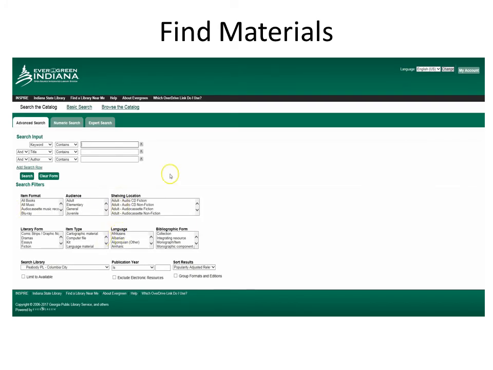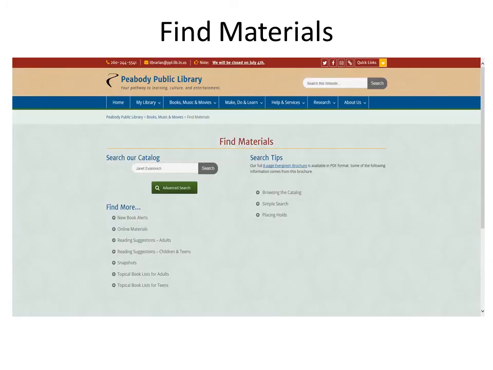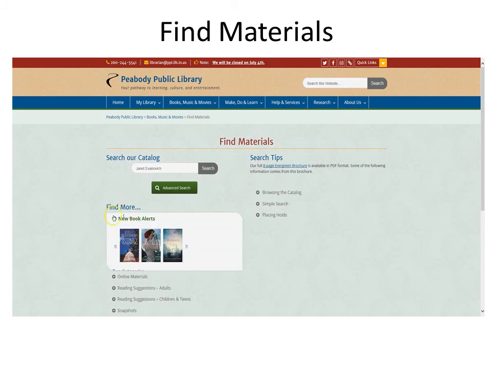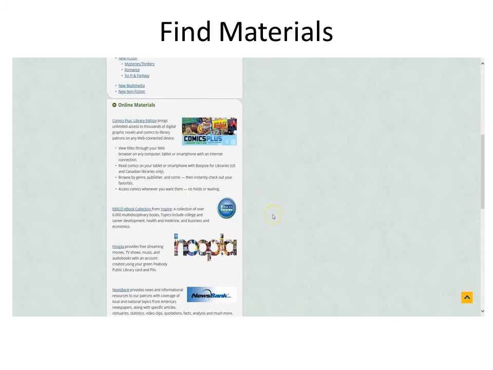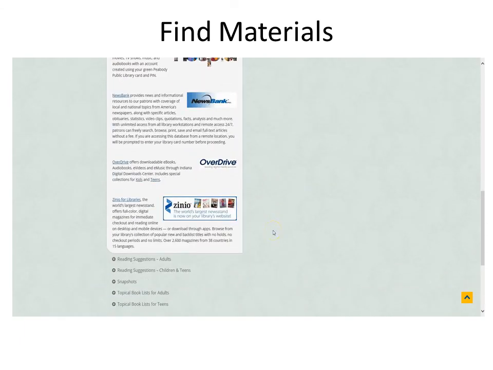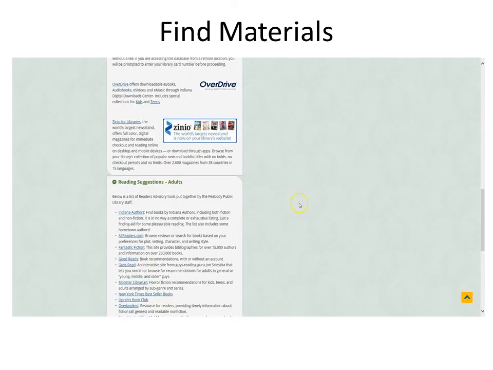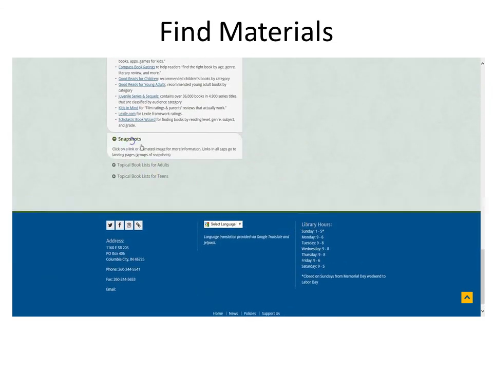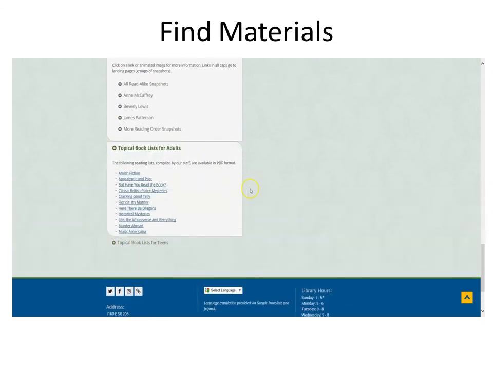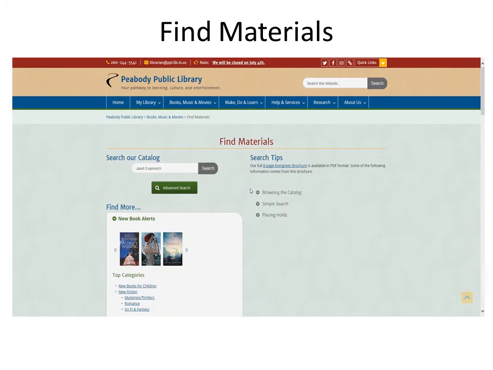Okay, you do have an advanced search that you can go into, and that's also going to shoot you off to the Evergreen system. Find more. You can get new book alerts. You can get online materials, and these are some of the things we've already talked about. Reading suggestions. These are some of those topics that we've already gone into, the snapshots and things like that.